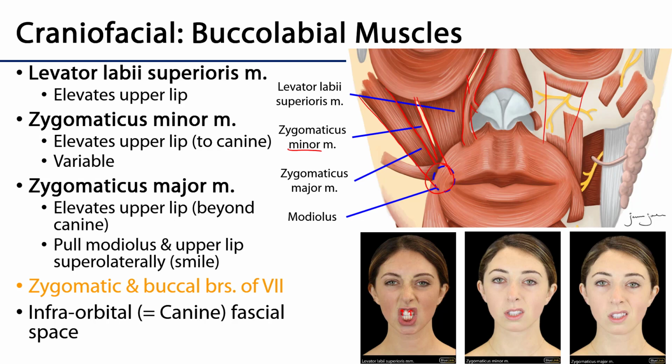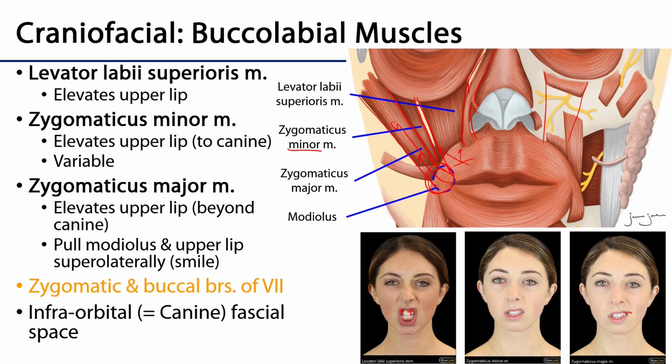So levator labii superioris elevates the lip. Zygomaticus minor is going to expose the canine. Zygomaticus major is going to go beyond the canine, as we can see there. So when used in sequence, we have an ever-widening smile. How wonderful. All compliments of what these muscles do to the upper lip and that modiolus. Control the modiolus, and you control the mouth.